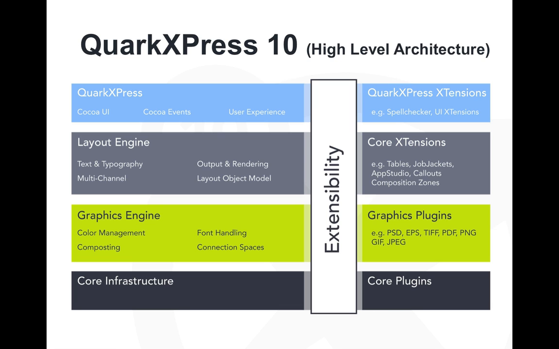So you'll be familiar with QuarkXPress extensions. So for example, the spell checker, we have user interface extensions. And we use those just like third-party extension developers do. We then have extensions for our core layout engine that may be used both at a server level as well as inside QuarkXPress. And then the graphics engine is extendable in terms of the kinds of graphics formats that it supports.